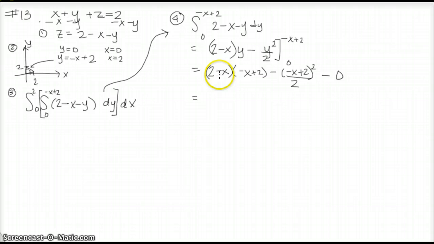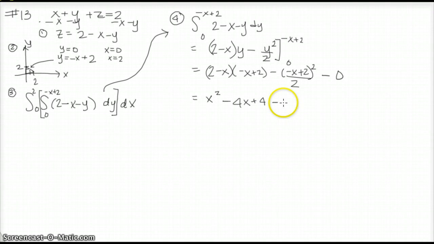So then we would go through and we would distribute this. I did that off to the side, and I got x squared minus 4x plus 4. Just for the sake of time, I'm not going to do it out, but you guys would know how to FOIL that out. And then negative x plus 2 squared, I also did that off to the side.